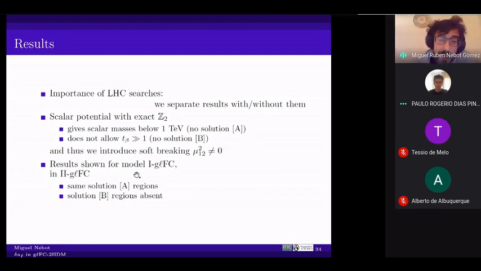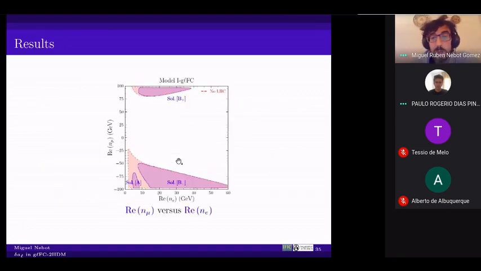And since I have mentioned that you have the two kinds of solutions in this first model, but one of them is absent in the second model, I will just show some results for this model. In the regions that are present in both, you can read there, and the ones that are just present here, you also have.